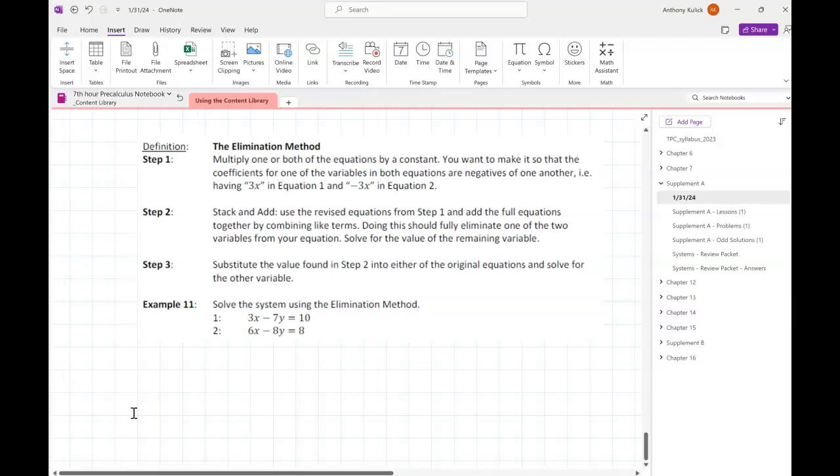To do elimination, the goal is to make one of the variables have the exact same coefficients, or I should say opposite coefficients. So like I'd want x to be 2 in equation 1 and then -2 in equation 2, and then add the two equations, which is going to cancel the x's out.